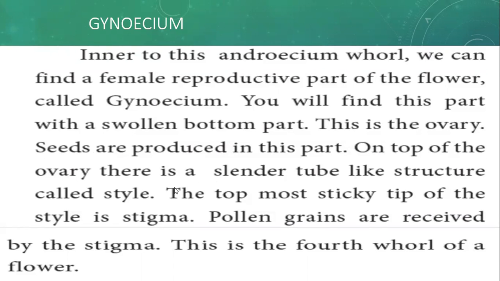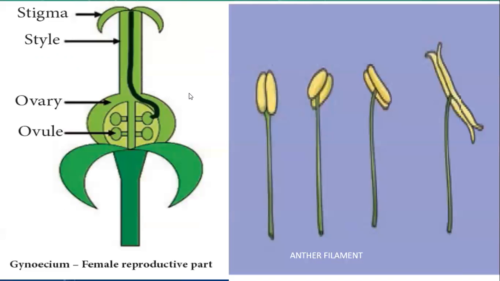On top of the ovary, there is a slender tube-like structure. It's called what? Style. The topmost sticky tip of the style is the stigma. The pollen grains are received by the stigma. This is the fourth whorl of a flower. The first whorl, calyx. Second whorl, corolla. Third whorl, androecium. Fourth whorl is what? Gynoecium.